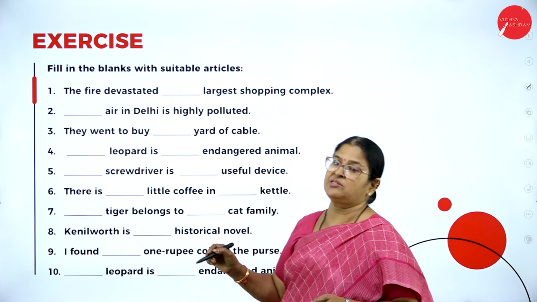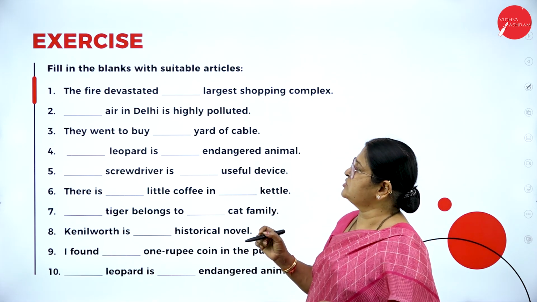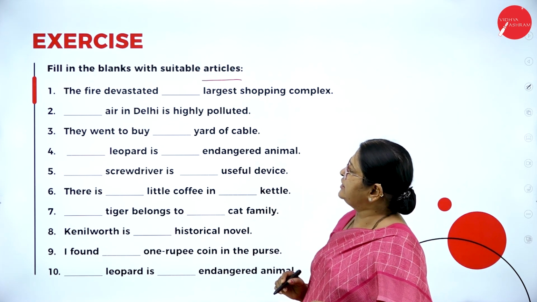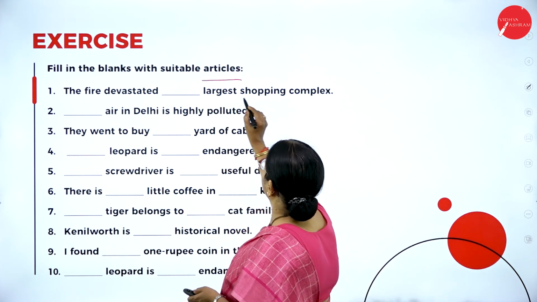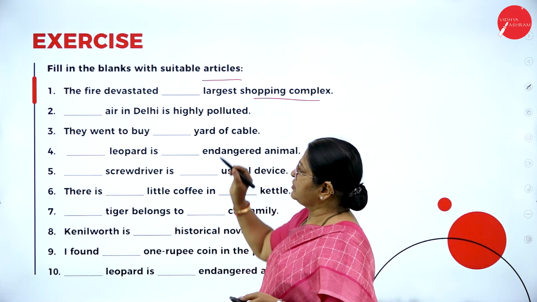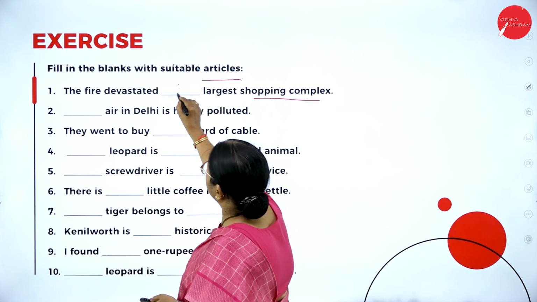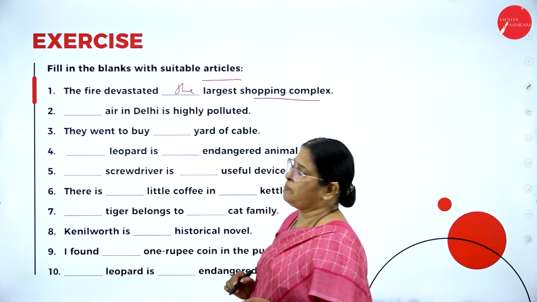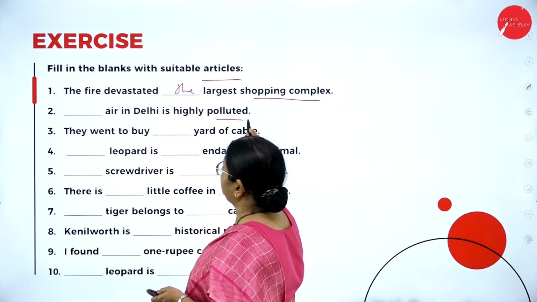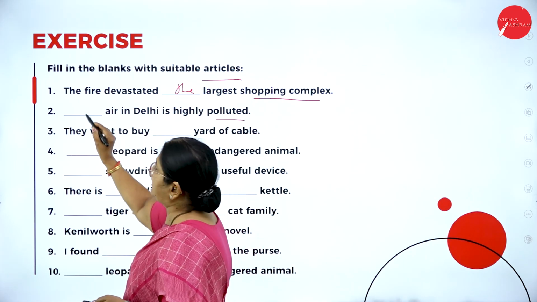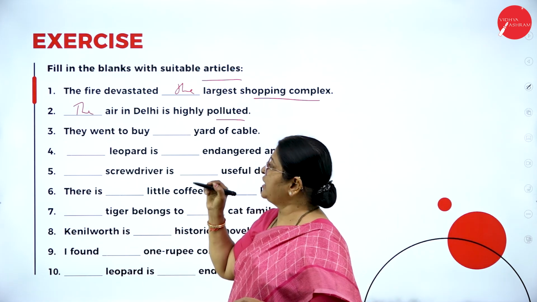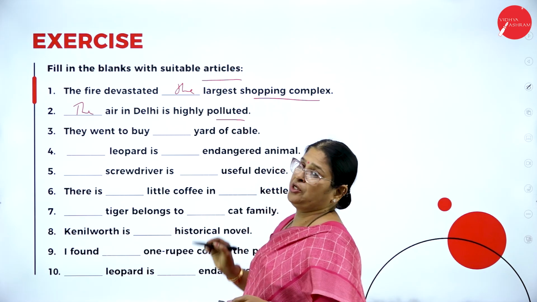So in this particular slide, I have come up with one exercise where you have to fill in the blanks with suitable articles. The fire devastated dash largest shopping complex. So what is the article you are going to add here? The fire devastated the largest shopping complex. Next, second one: the dash air in Delhi is highly polluted. So here what is the perfect article? What you have to write? The air. The air in Delhi is highly polluted.